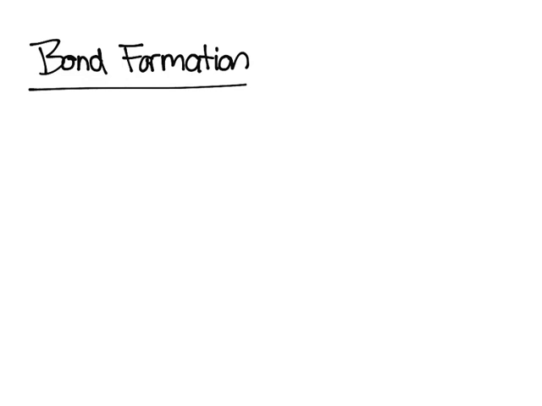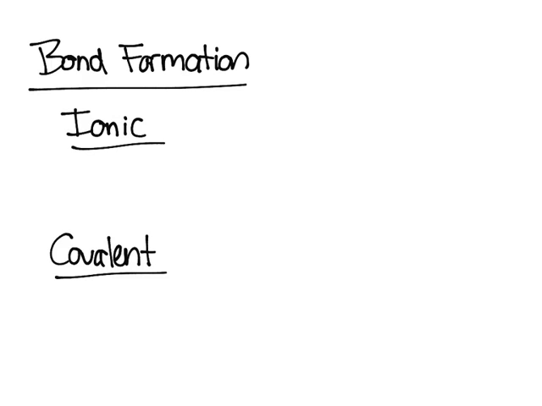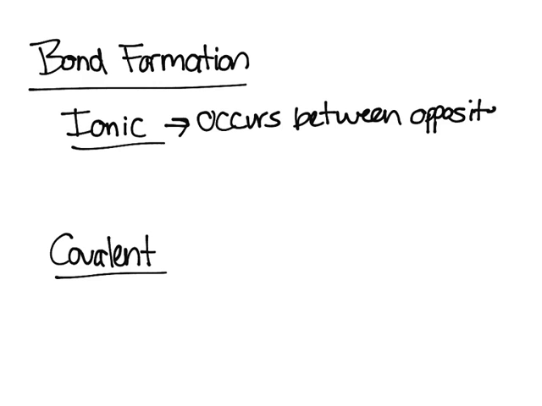So in this video, I'm going to talk about bond formation in organic chemistry. There are two types of bonds, ionic and covalent. An ionic bond is something that occurs between oppositely charged ions.